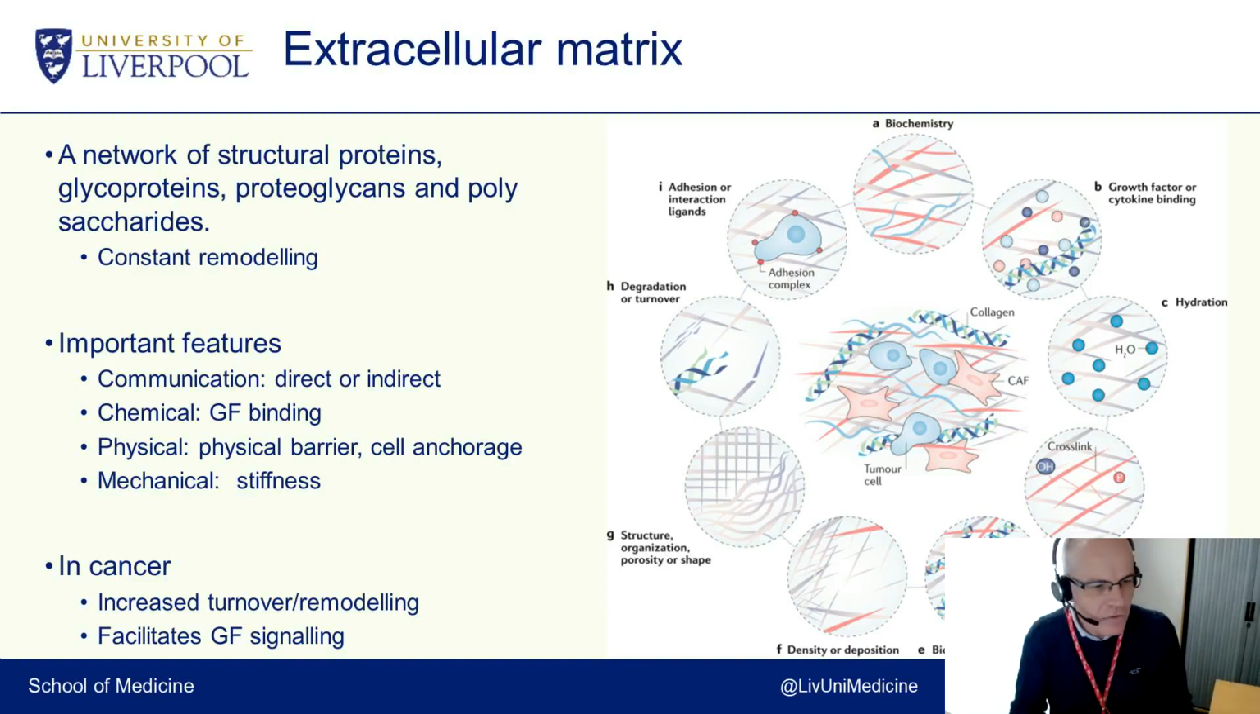And so this increase in turnover and remodeling happens in cancer, and it facilitates a number of different features, as you can see on the right in the diagram here, including facilitating of growth factor signaling, changes in the mechanical properties of the tissue, which again are very important in allowing tumour cells to be able to grow and progress through the tissue. So that's the fibroblasts and the extracellular matrix, which is largely a fibroblast product. We're going to move on and talk now about the immune microenvironment.